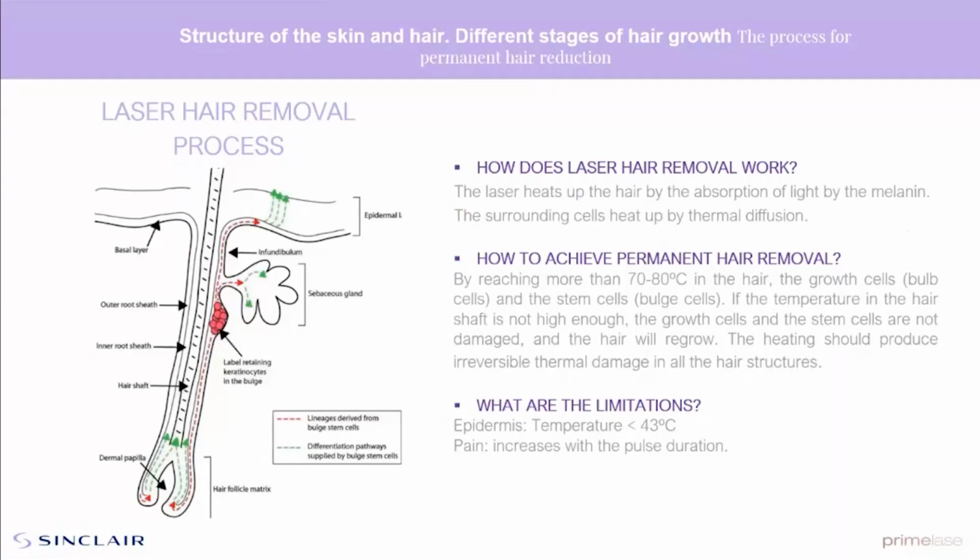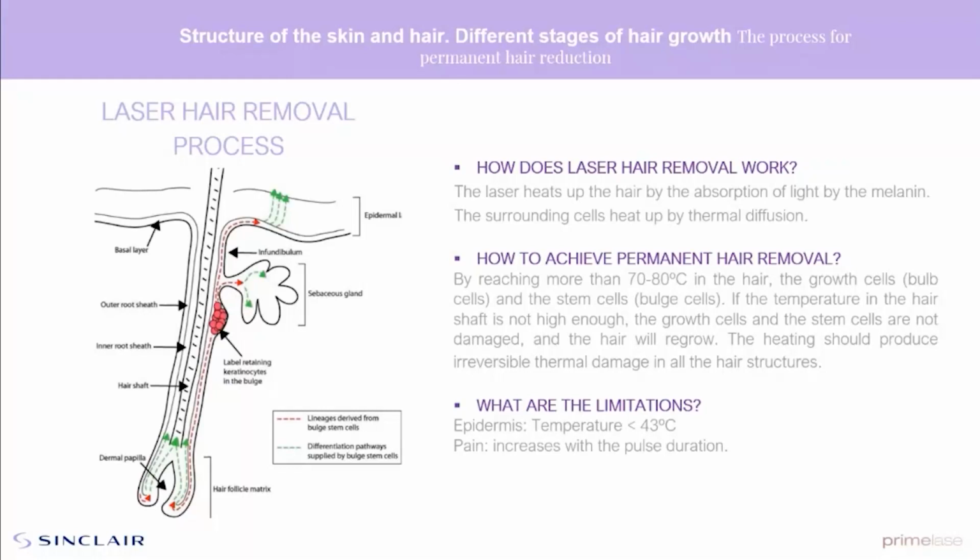As we said, the way of producing this hair removal treatment is by increasing the temperature of the hair. So which is the chromophore that will be acting in this case for doing hair removal? From the three that we already mentioned, it would be the melanin. The hair is made by melanin. So the melanin from the hair will be absorbing this light and transforming it into heat.